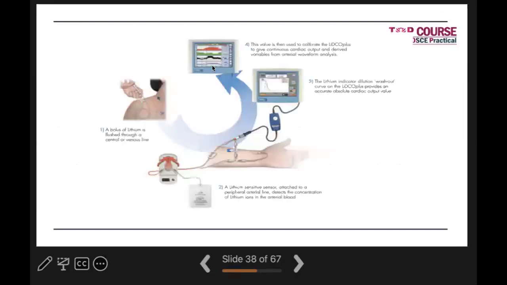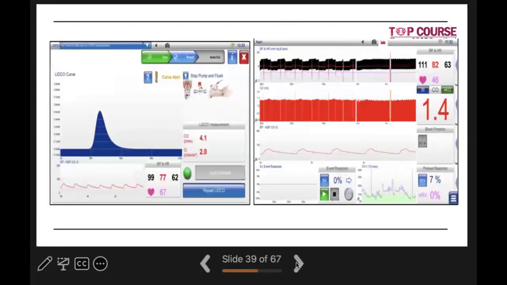You can see that a bolus of lithium is flushed through the central or a peripheral venous line, and there is an arterial line with a sensor which detects the lithium. This lithium washout curve is formulated in the monitor, and using the autocorrelation algorithm and pulse power analysis, calibrated cardiac output as well as continuous cardiac output monitoring happens. This is LiDCO plus, and this is how a LiDCO plus monitor looks.